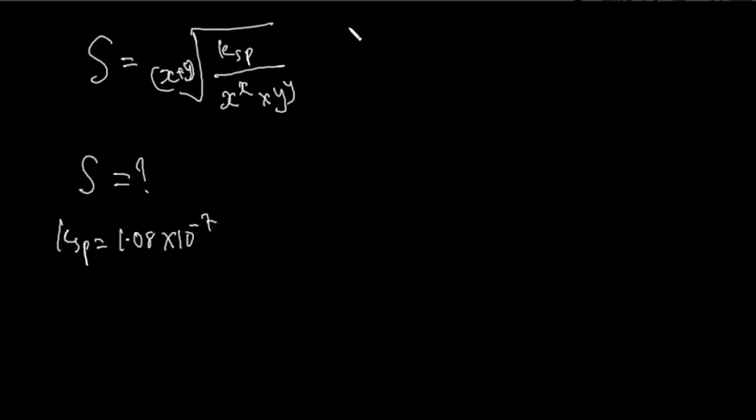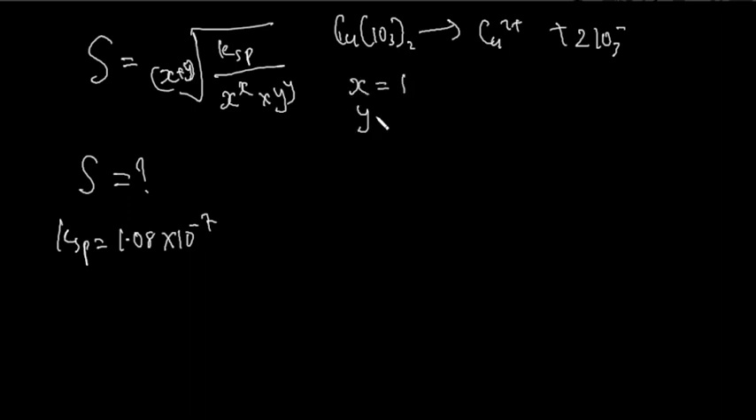Let's write our reaction. Cu(IO3)2, when it is broken down, will give Cu2 plus and IO3 minus. How many Cu do I have? I have just one. How many IO3s do I have? I have 2, so I'm multiplying it here. So the x, which is the number of moles of cation, is 1, while the y, which is the number of moles of anion, will now be 2. Solving this, we apply it to this formula and get our answer.